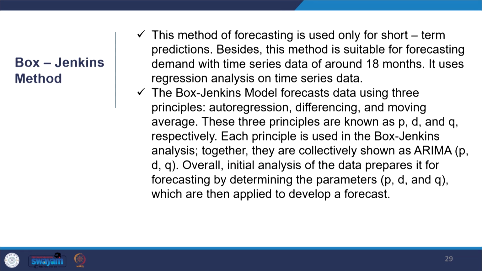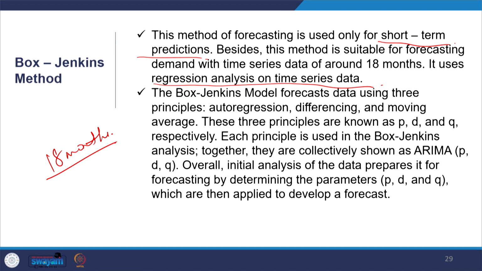The third method that we talked about is the Box-Jenkins. The Box-Jenkins method is used for forecasting only short term predictions. Short term means up to a maximum of 18 months, so 1.5 years. Such predictions can be done by Box-Jenkins because it is actually a very complicated method. It uses regression analysis on time series data.